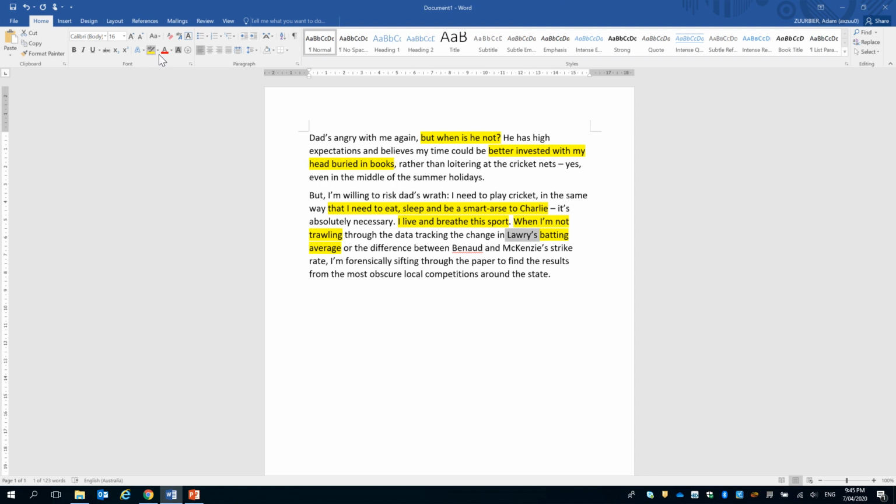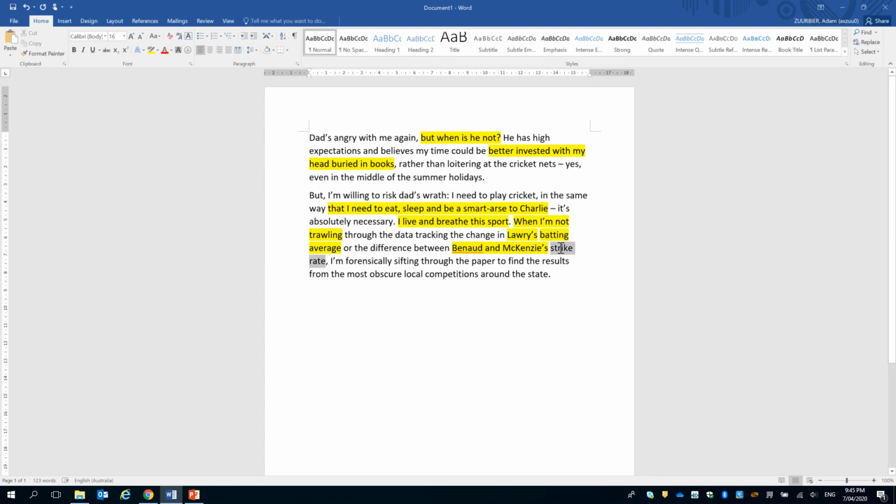I've also got here an allusion to a famous Australian cricketer from the time period in which the novel is set, and that is Bill Lawry, who was a player at that time. And then I've got another allusion here, the difference between Benno and Mackenzie. They were two bowlers from that time.